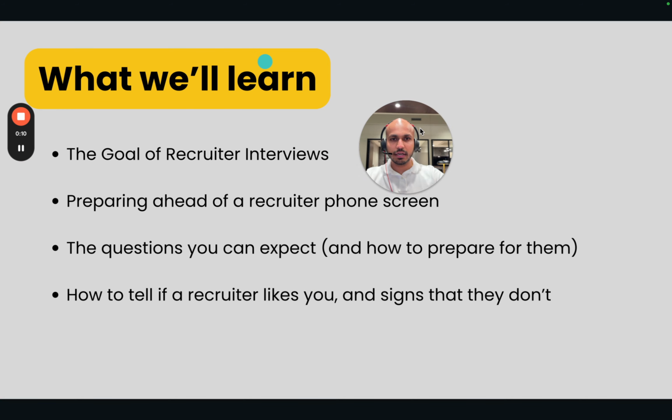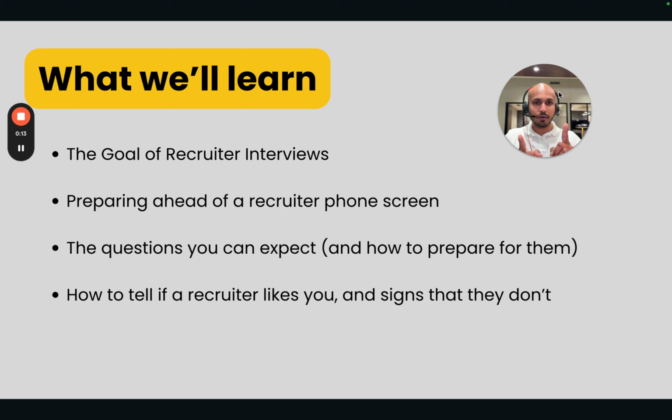In this guide, what we are going to learn is what is the goal of a recruiter level interview? What are they really looking to do there? Then, how can you prepare for these phone screens? Then we're going to go through a section where we talk about the typical questions that you can expect and how to prepare for them. What are some things that would make it much more likely for the recruiter to pass you along to the hiring manager round? And lastly, what are some of the cues that you can pick up that tell you whether or not the recruiter likes you? So let's crack right into it.